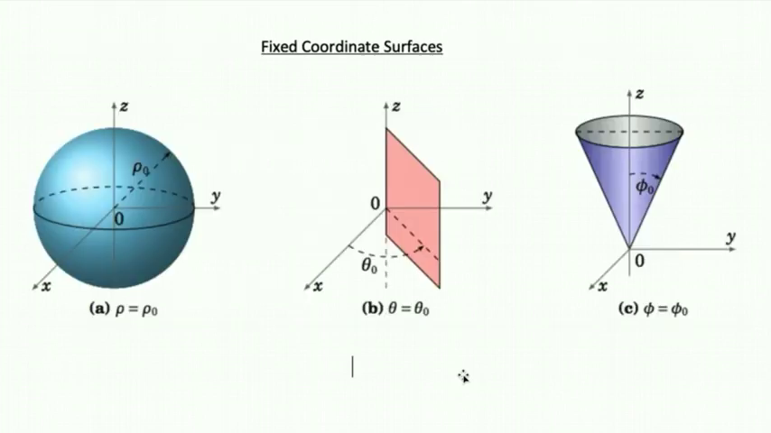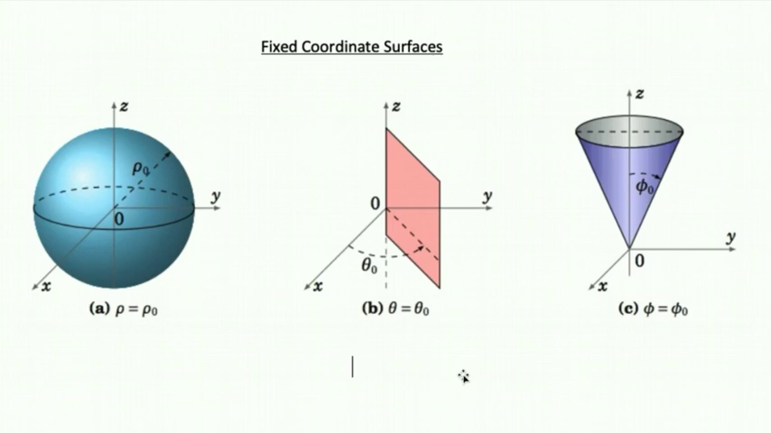Okay, let's look at the fixed coordinate surfaces for spherical coordinates. Suppose rho is fixed and we allow theta and phi to be anything, okay, any allowable values. Then you see what we would get is the sphere centered at the origin with radius rho naught, as you see in the picture. Okay, in the middle one where theta is fixed, we get the same type of surfaces that we had before. We get what? A plane orthogonal to the xy plane containing the z-axis.